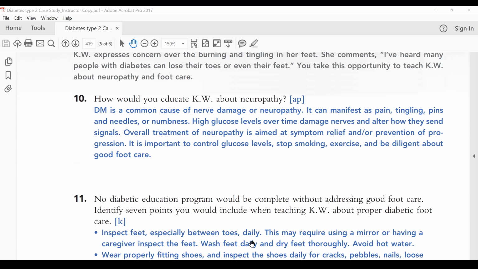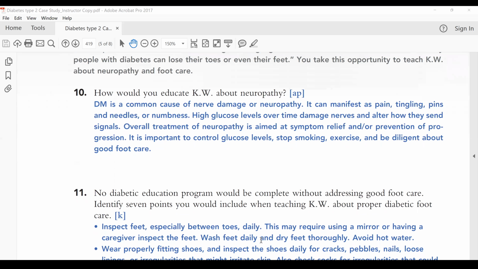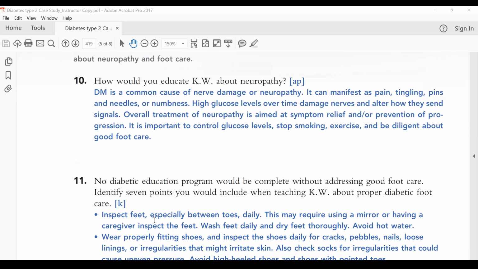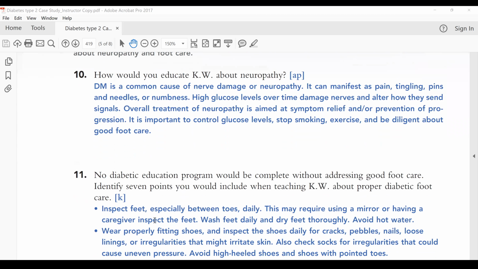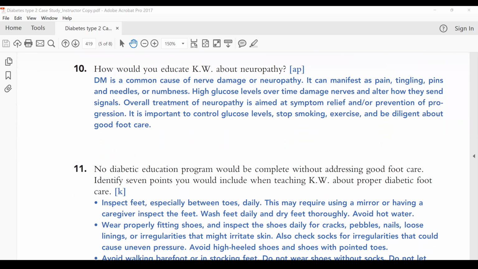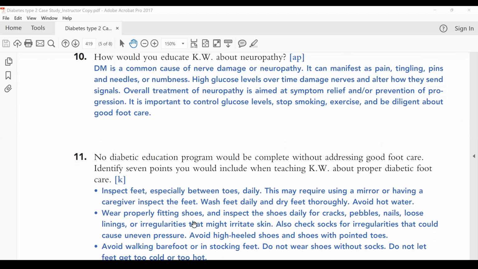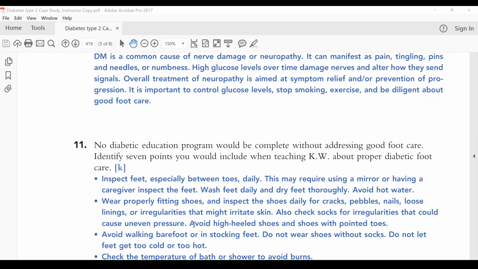Wear properly fitted shoes. Check the shoes daily for cracks, pebbles, nails, loose linings, irregularities that can irritate the skin. Check socks for irregularities, uneven pressures. Avoid high heel shoes or pointy-toed shoes because now your feet are jammed up in there. Don't walk barefoot, is what I was just talking about, or in stocking feet. So don't wear shoes without socks. Don't let your feet get too cold or too hot.